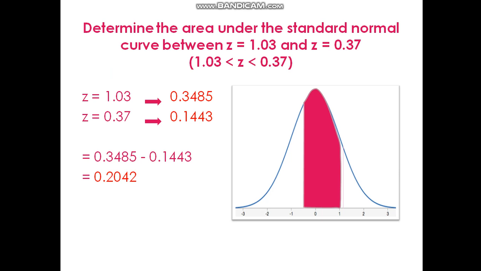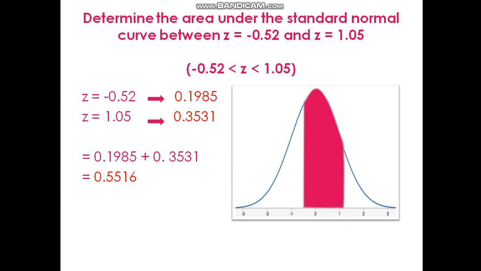Another example, determine the area under the standard normal curve between z equals 1.03 and z equals 0.37. Take note that the numbers have the same sign, so we will subtract their areas. But first, we will get the areas. For 1.03, using the z-table, we get 0.3485, and for 0.37, we get 0.1443. We subtract the two, and we get 0.2042.